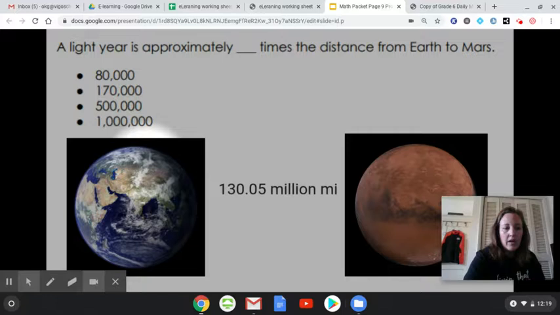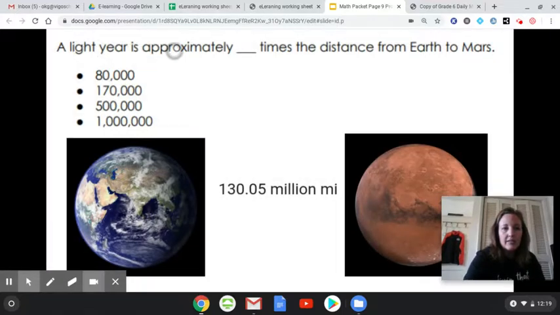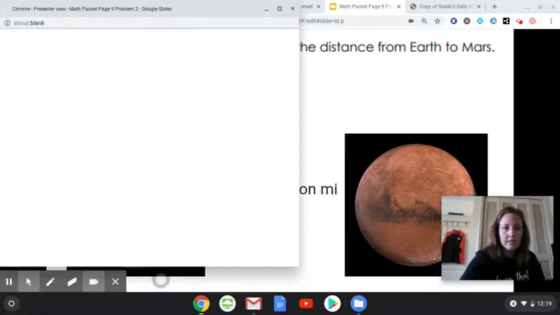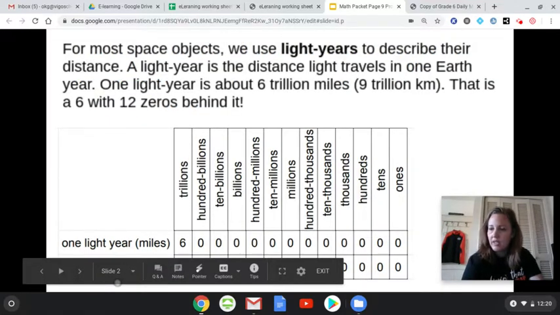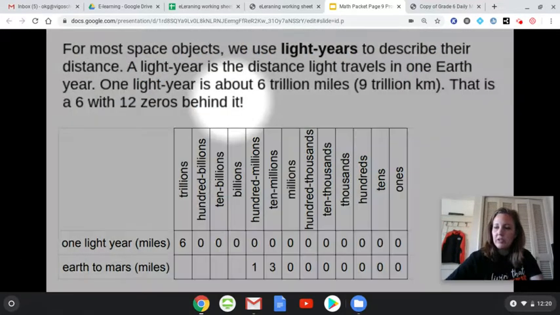So if you look up at the rest of the problem, it says a light year, right? That's the other thing that we're comparing. So we need to know what a light year is. So a light year, let's get rid of you. A light year is the distance that light travels in 1 year. Light moves pretty fast, right? That's why scientists chose to use light.